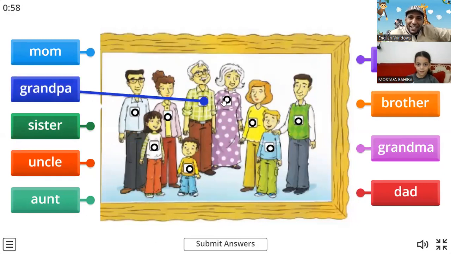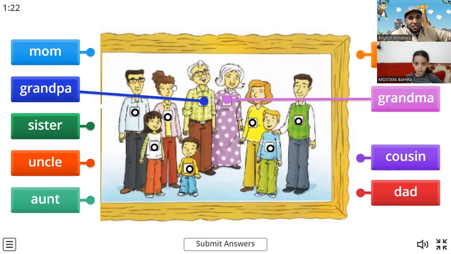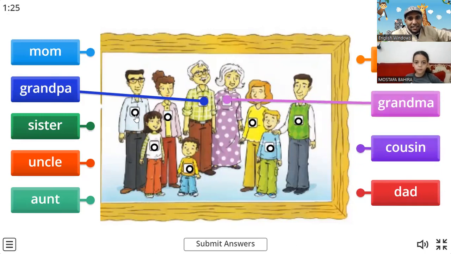What about number two here together with grandpa? Is it cousin, brother, grandma, or dad? Grandma, right? Yes, or granny. Good job. How about this one, Amira? What do you think it is? Dad. Oh, that's dad. Great. Come on, daddy. Great.